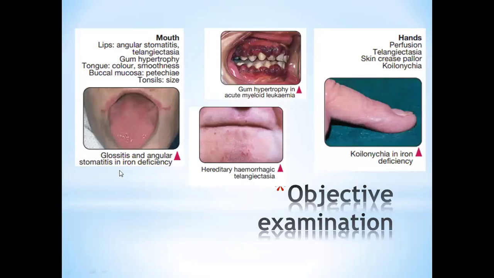Here you can see changes in the mouth. Angular stomatitis, telangiectasia. You can see the color of the tongue, smoothness, buccal mucosa, petechiae, and glossitis and angular stomatitis in iron deficiency anemia. Here you can see gum hypertrophy in acute myeloid leukemia. Here you can see hereditary hemorrhagic telangiectasia and koilonychia in iron deficiency anemia.